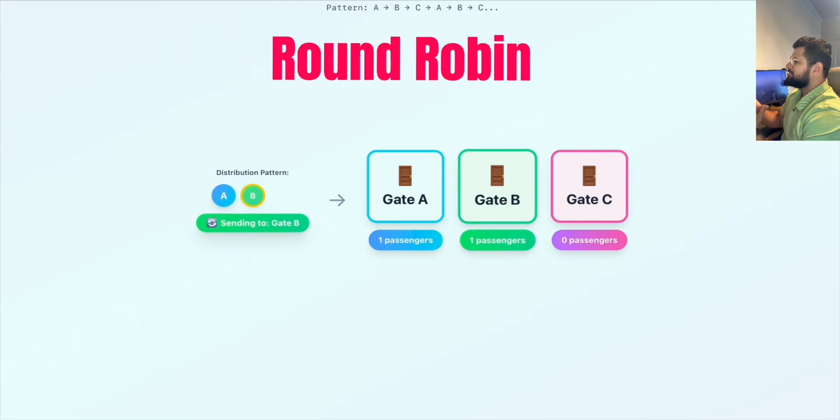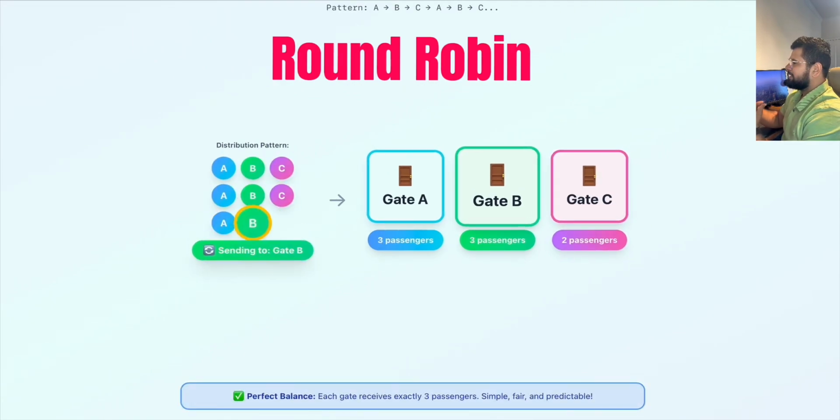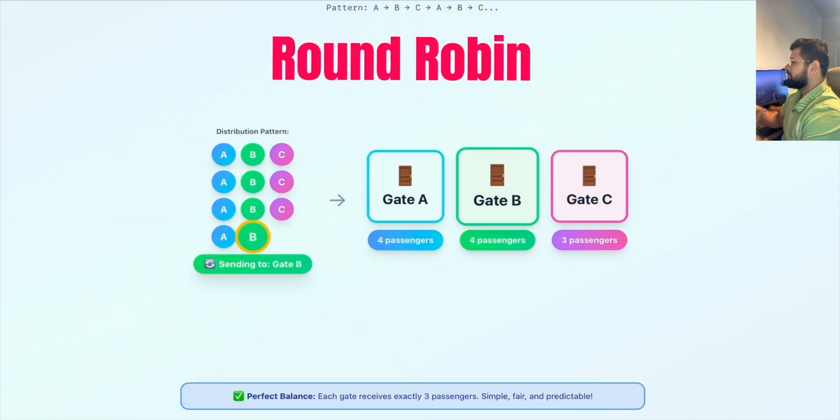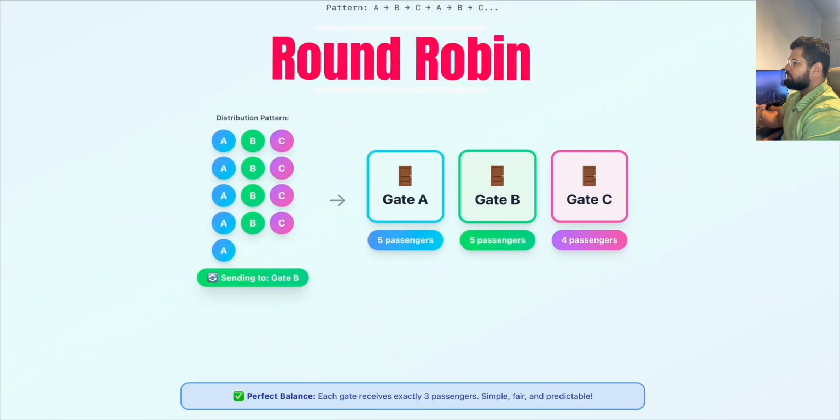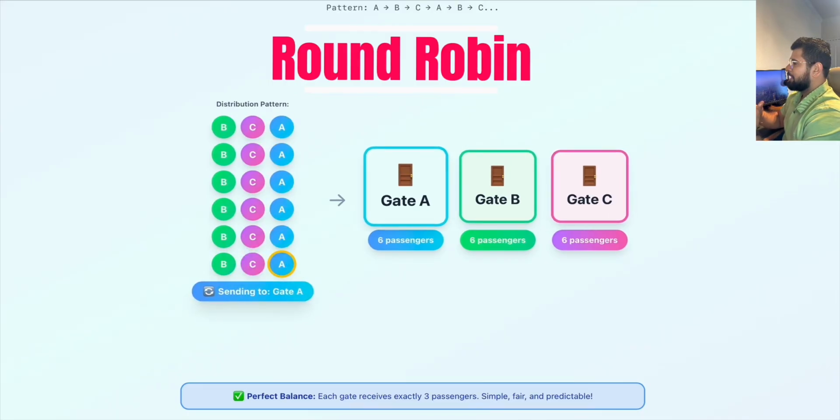Round robin is the simplest load balancing algorithm. It works exactly like dealing cards in a poker game. One for you, one for you, and repeat. Watch the pattern. First passenger goes to gate A. Second passenger goes to gate B. Third passenger goes to gate C, and fourth passenger back to gate A. And the cycle continues. A to B to C, and again A to B to C.